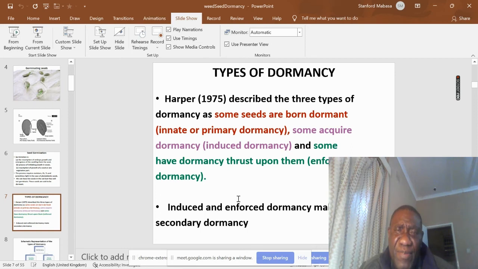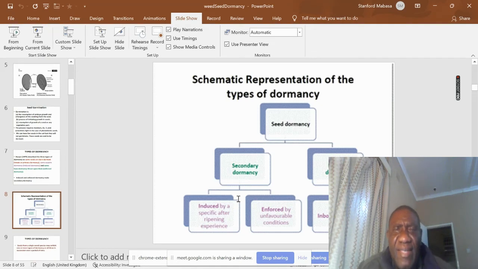So there are three types of dormancy. The first one is innate or primary dormancy. The second one is induced dormancy. And the last one is enforced dormancy. So induced and enforced dormancy, if you like, you can call them secondary dormancy, as opposed to primary dormancy, which is innate dormancy. We can use a schematic representation of the types of dormancy.